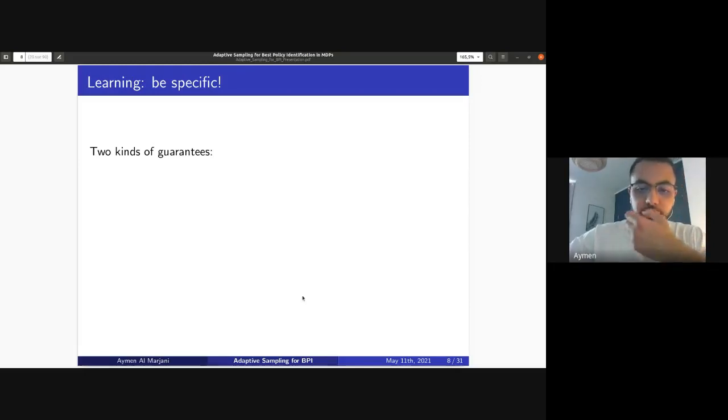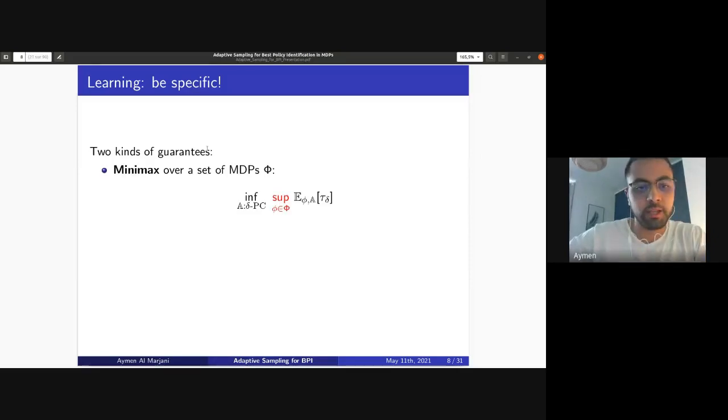Well, in best policy identification, or usually in reinforcement learning problems, we have two kinds of guarantees, or two ways to quantify the optimality of your algorithm. There is the minimax approach, where you consider a set of MDPs, capital Phi, and you seek the minimal sample complexity over the worst case MDP, which is represented here by the supremum over capital Phi.